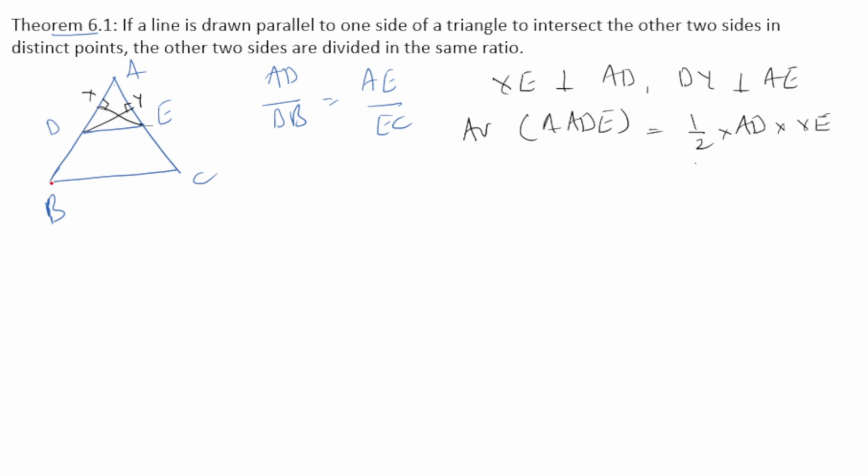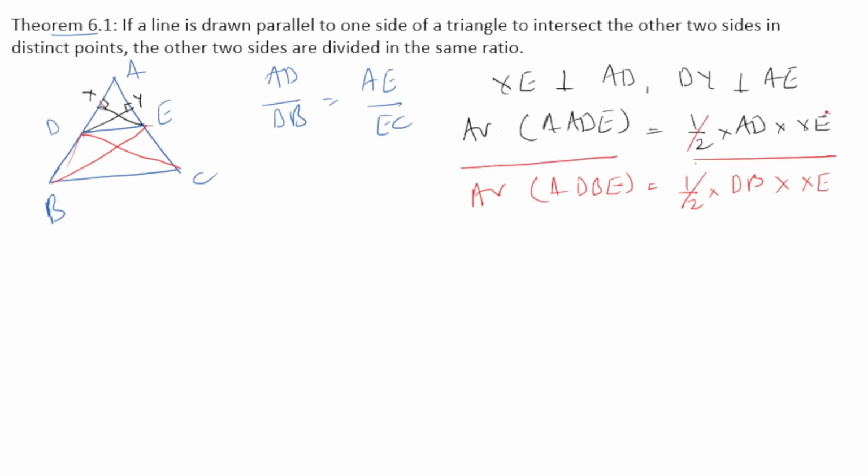Now we will join BE and CD, and take the area of the triangle DBE. What is the area of the triangle DBE? It is half into base, the base is DB, into height. The height is XE. Now we will divide these two. Half and half will be cancelled, XE and XE will be cancelled. We will get AD divided by DB.